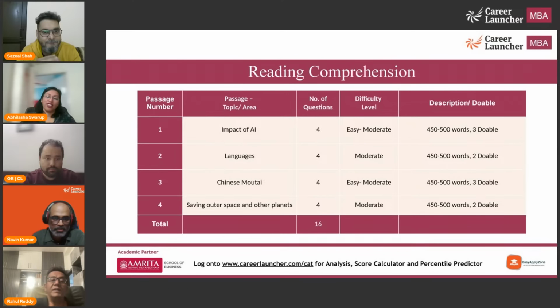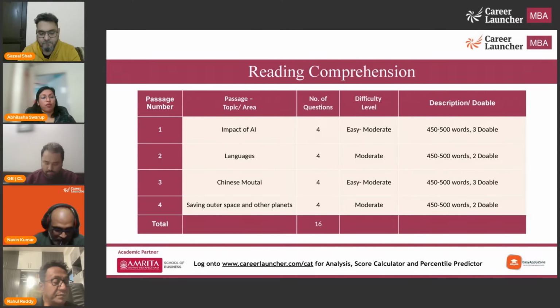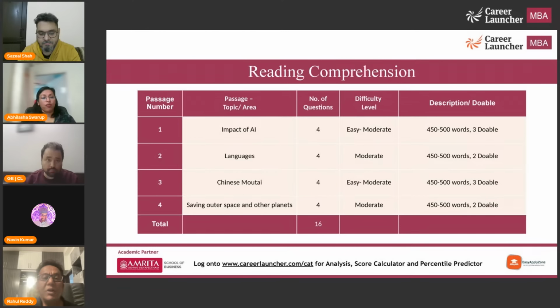Right. As discussed in the first impressions, we had a mixed-up order. Traditionally, all the RCs used to come together and then we would get verbal separately. That didn't happen. In fact, the first question I opened up was a para summary kind of question. But let's take RC first and then look at the others. I think all 4 passages were easy to read.